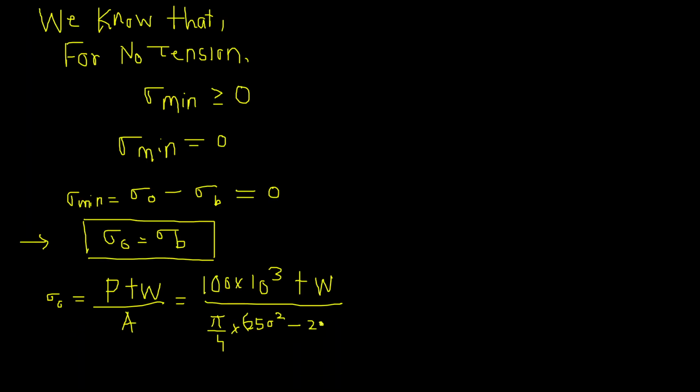The pi by 4 common घेतलं. So pi by 4 into 250 square minus 200 square. So this is the value of sigma 0. Okay. Now equation number 1. Now next we will find out the value of sigma b. Sigma b चा फॉर्म्युला काय आहे? My by I.